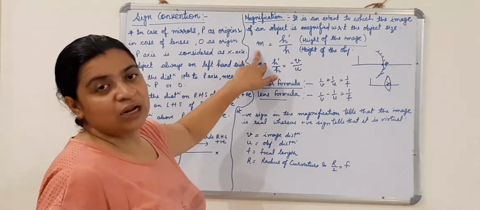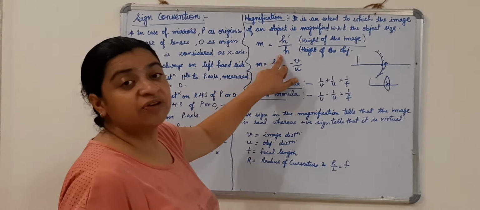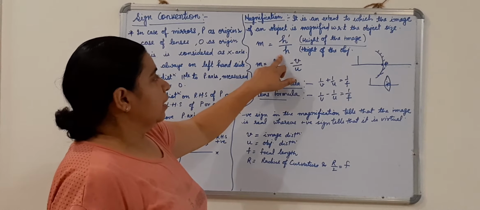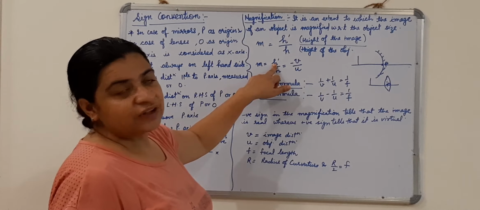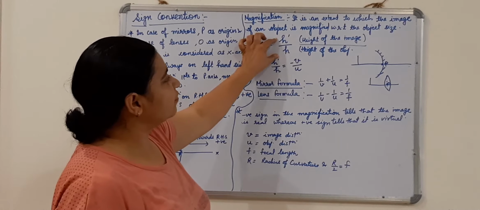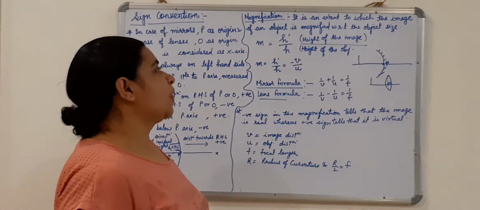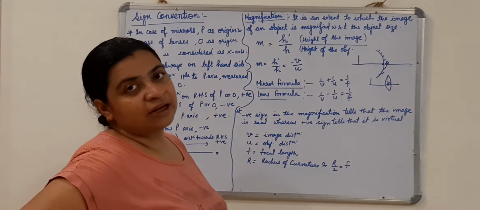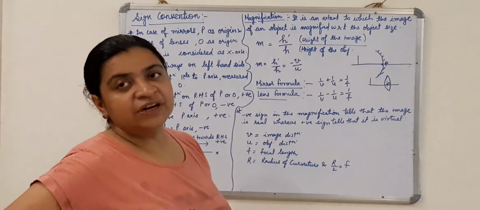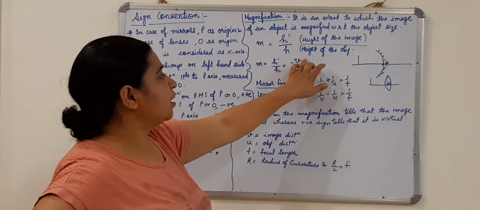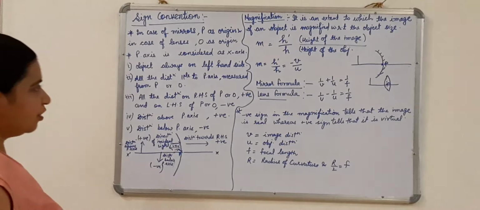Magnification is symbolized as a small m, which equals h dash upon h. h dash is the height of the image and h is the height of the object. It is the ratio of the height of the image to the height of the object. It can also be written like this. If by chance we do not know the height in the numerical, there is another way to find the magnification. If we are given v and u, I will let you know what v is and what u is.